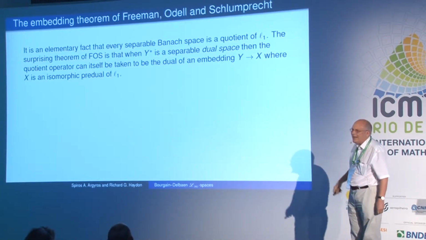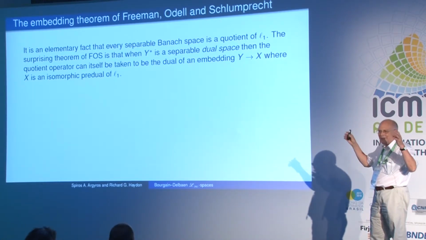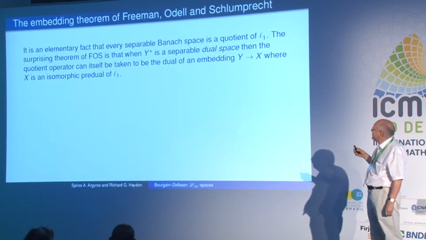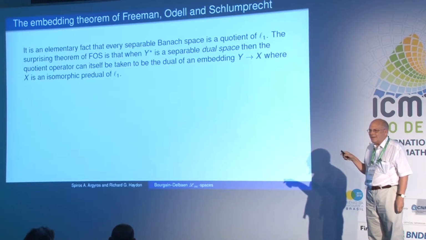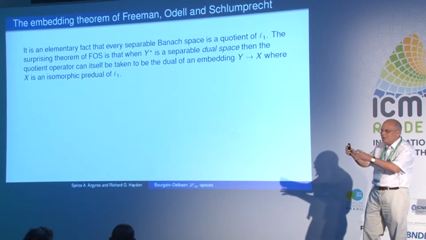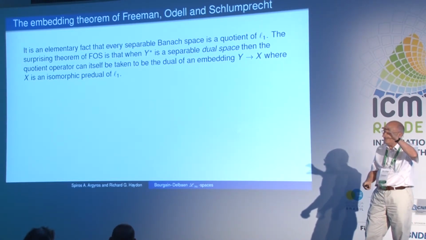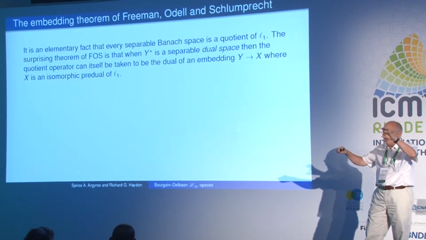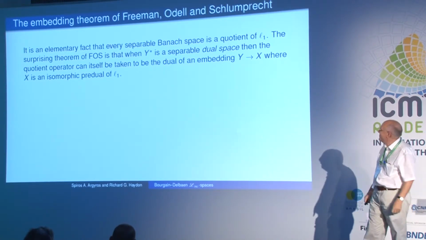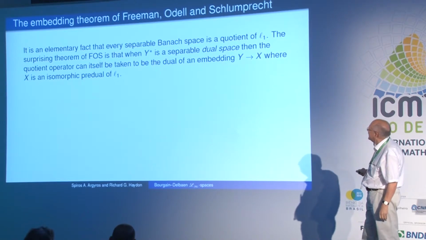which is inspired by the elementary fact that we all learn: every separable Banach space is isometrically a quotient of little L1. And what they showed is that if Y is a space with separable dual Y star, you can embed Y into some X whose dual is isomorphic to little L1. And then, of course, the dual mapping of that embedding is a quotient operator from X onto that.